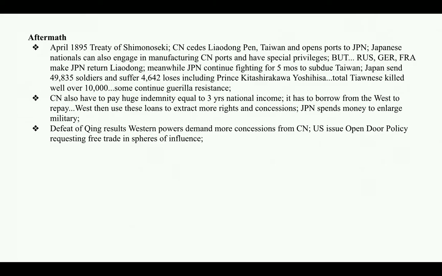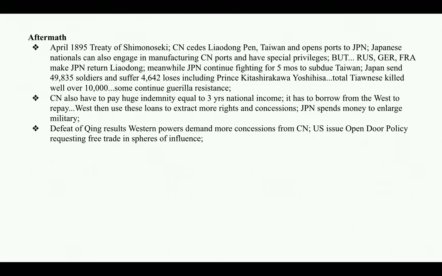Fighting, though, actually continued for another 5 months in Taiwan, and Taiwan didn't just submit willingly to Japanese rule. Members of the Chinese aristocracy, as well as native inhabitants of Taiwan, opposed Japanese rule. And so Japan sent 49,835 soldiers to Taiwan and suffered 4,642 losses, including notably Prince Kitashirakawa. The total number of Taiwanese killed was well over 10,000. And as I mentioned, there was continued fighting and pushback against Japanese rule throughout.